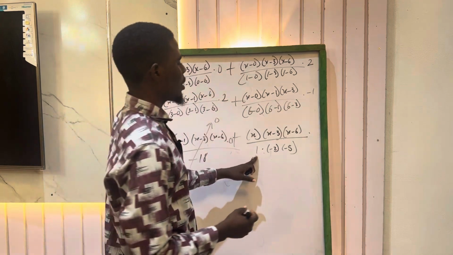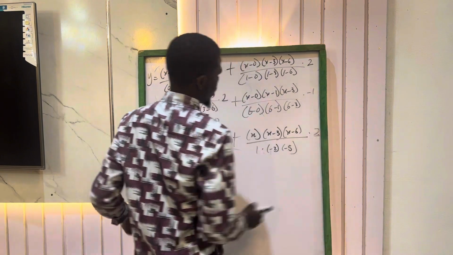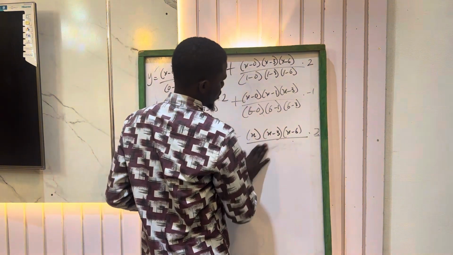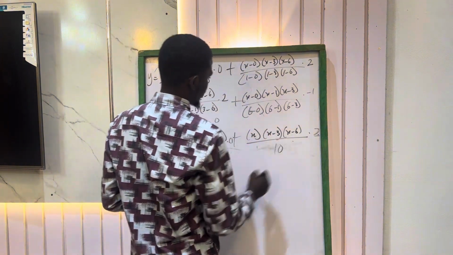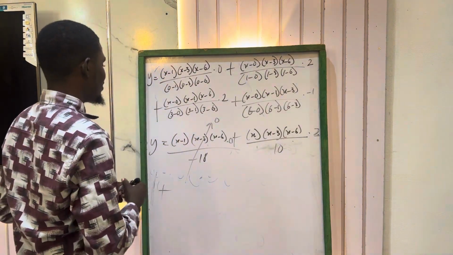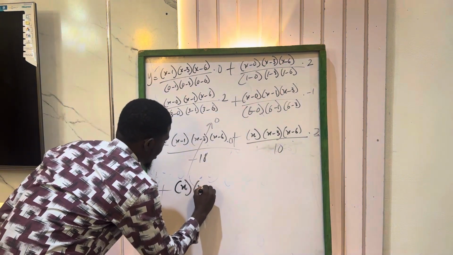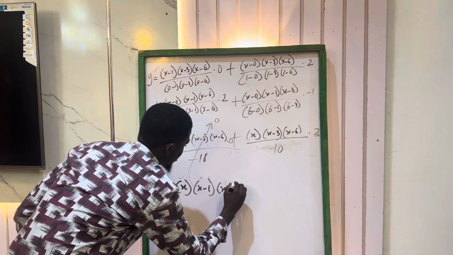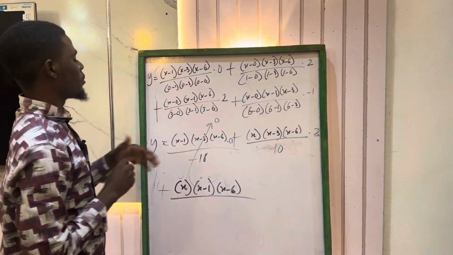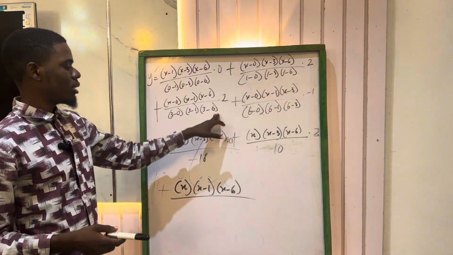In this second term, we can see that it's being multiplied by 2, so we write multiply by 2 there. By the time you simplify this, you're going to have 10 here. Then go to the next term: plus x, since x minus 0 gives us x, then x minus 1, then x minus 6. Beneath, 3 minus 0 is 3, and 3 minus 1 is 2, so 3 times 2 is 6. Then we also have 3 minus 6, that is minus 3.